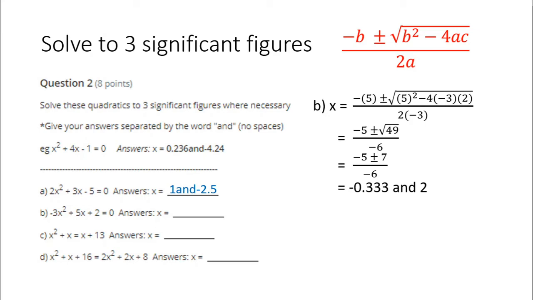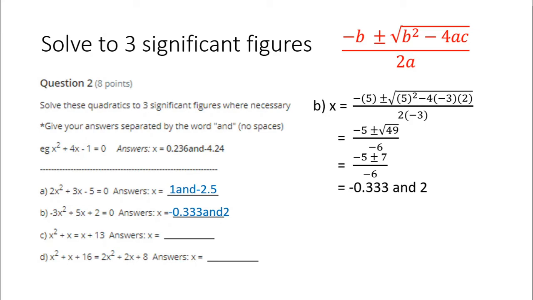Now, negative 0.3 recurring, that's negative a third. Using the formula won't tell me exactly how to factorize. It just tells me I get the same answers when I factorize. My two answers, negative 0.3 recurring and 2.